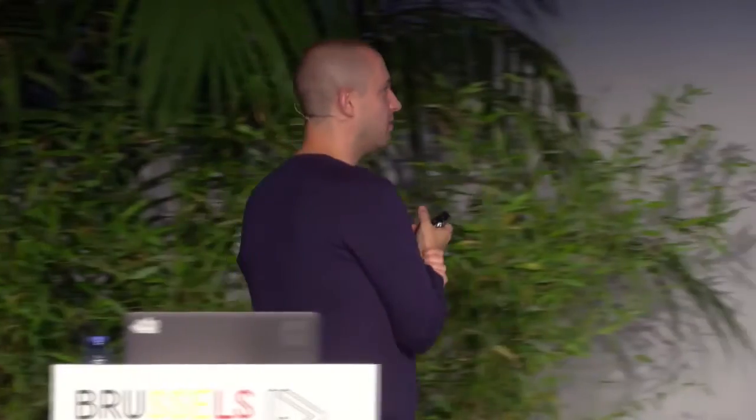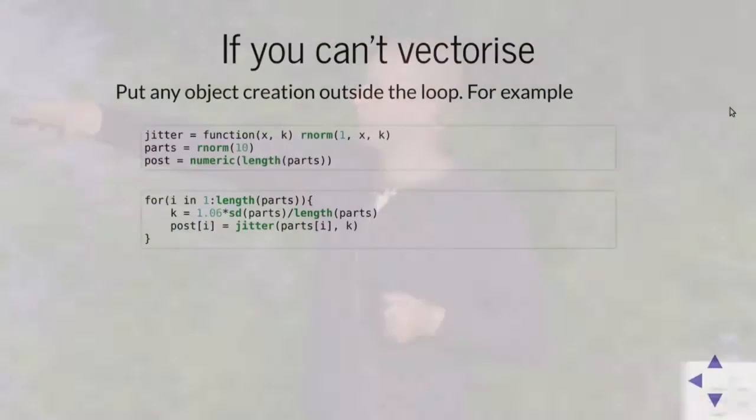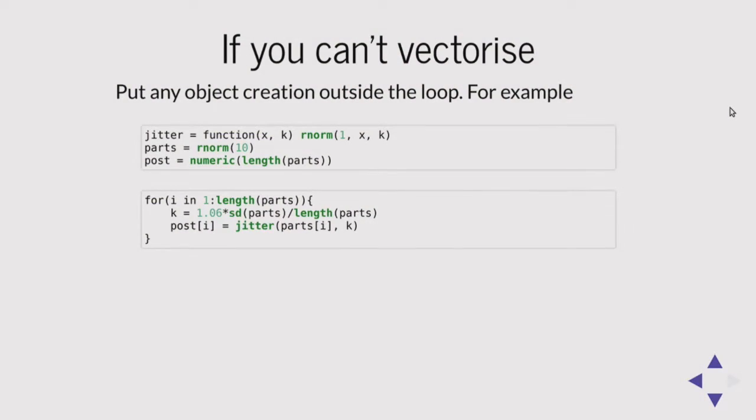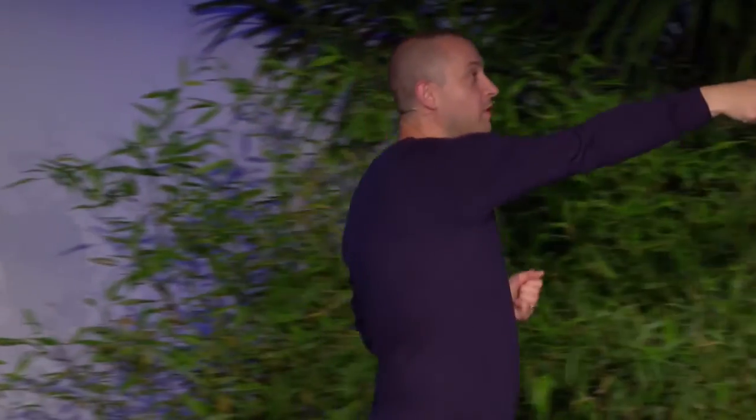But there is one trivial thing you can do, one really easy thing. If you look at line 2, k is 1.06 times the standard deviation of parts divided by the length. That's a constant. So the really obvious thing to do here is just take that one line out of your for loop. Rather than calculating the standard deviation 10 times, calculating the length 10 times and multiplying by 1.06, you take it out. Typically, the number of particles in these things is 1 million or 10 million. It's a big sweep.